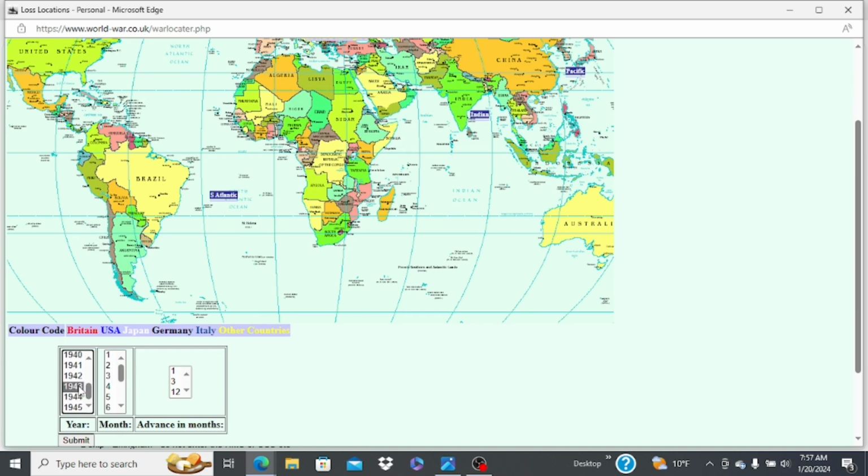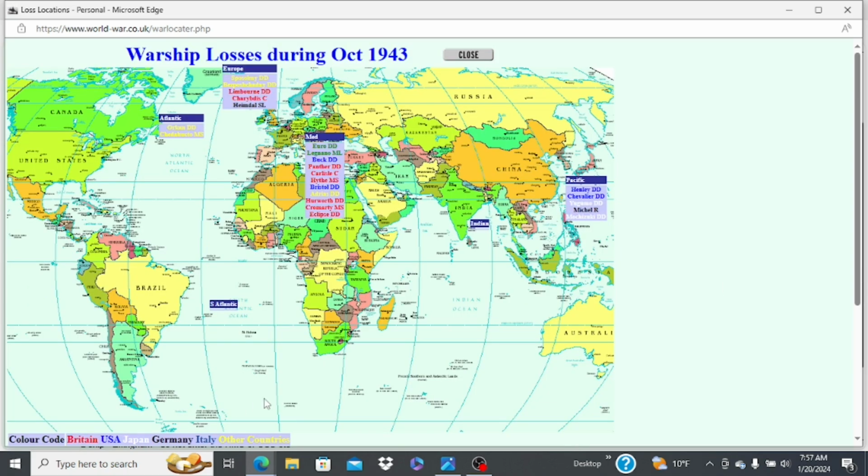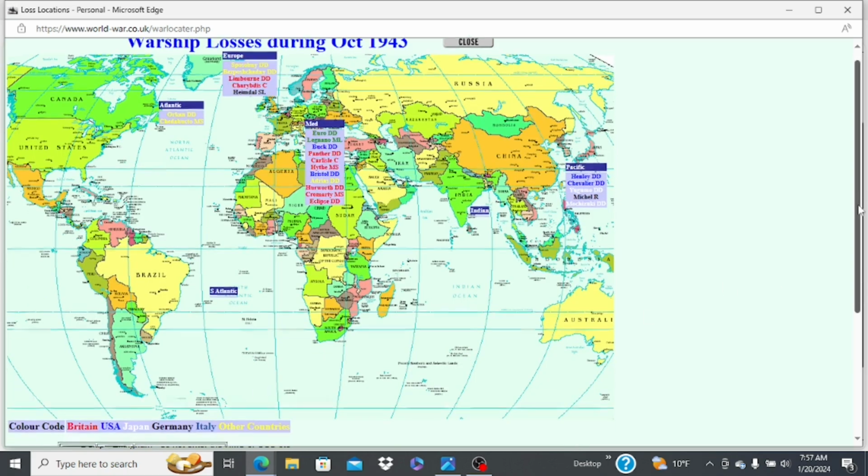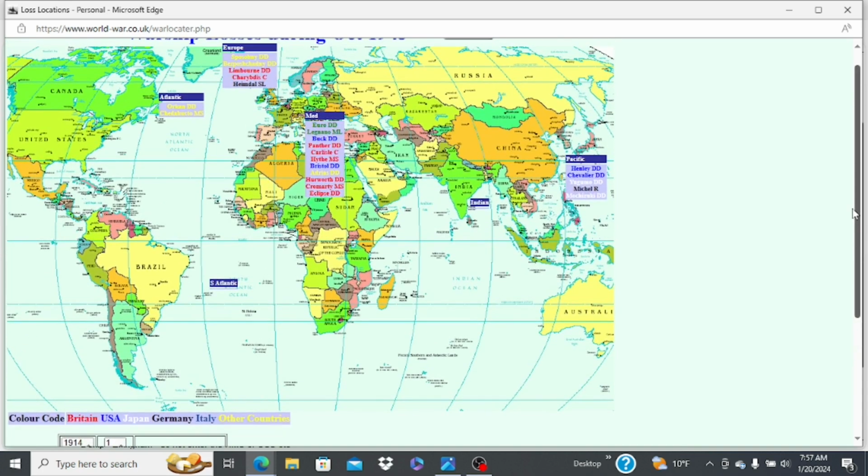So if I want to see all losses in October of 1943, and then I just click submit here, and we can see everything that was sunk that they're aware of from October of 1943. It's color coded too, so red would be British, blue would be United States, white would be Japan, Germany's in black. So in fact, if we wanted to look at the Heimdall SL there, we can see it. SL, I can't remember what the SL would stand for, but we can see like the destroyers Buck and Bristol were U.S. destroyers that were sunk in the Med. You can then go to Google, type those in, and be able to find some pretty good information on those.